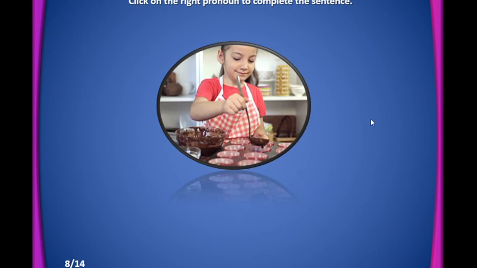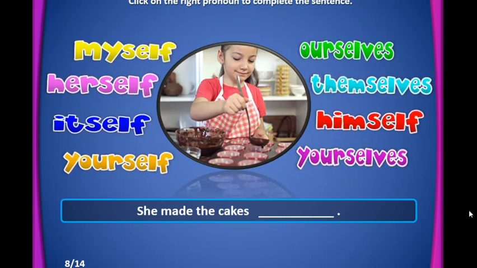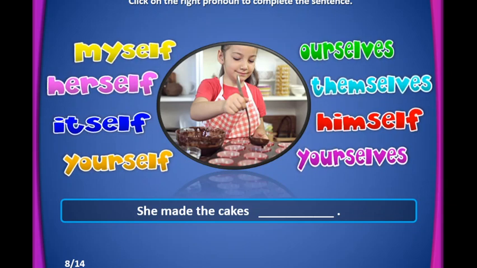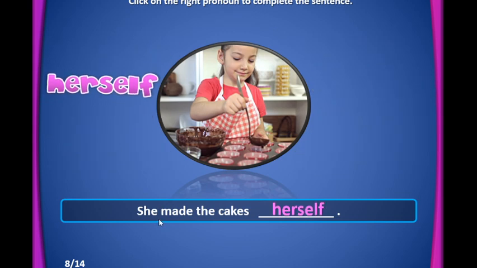Okay, look at the girl. She made the cakes. So we got she. She made the cakes. What do you say? Herself. Yes, that is she. She made the cakes herself. Next one.